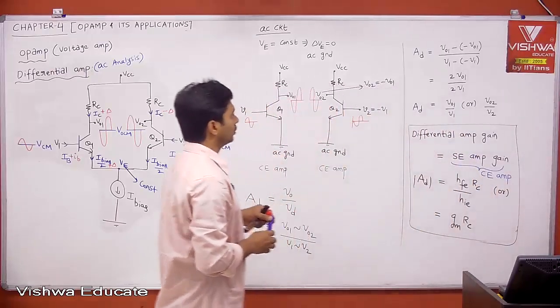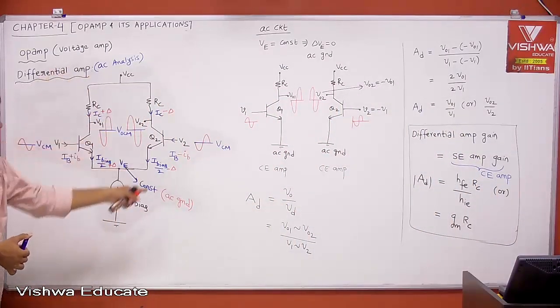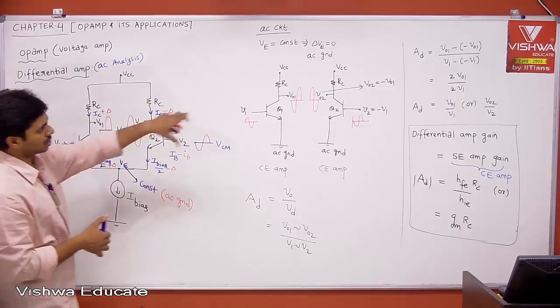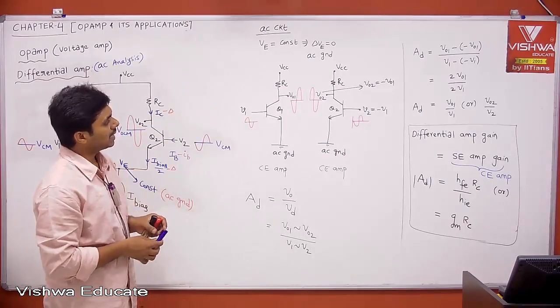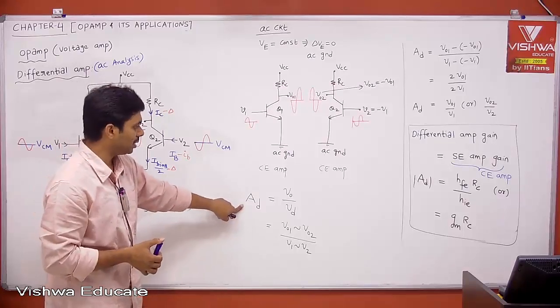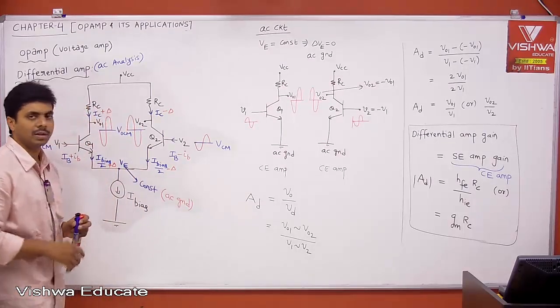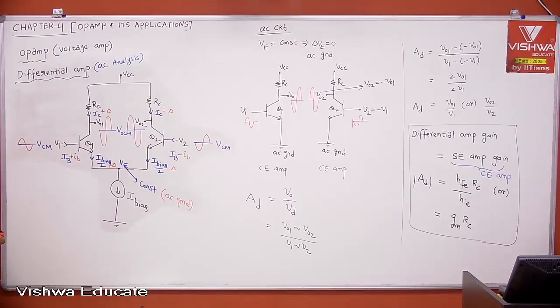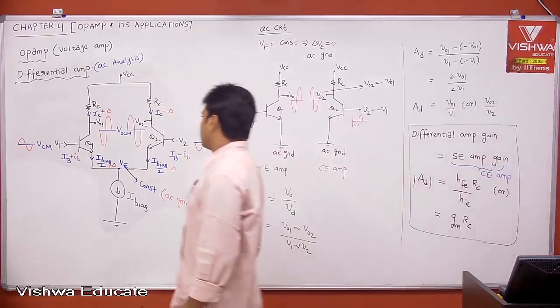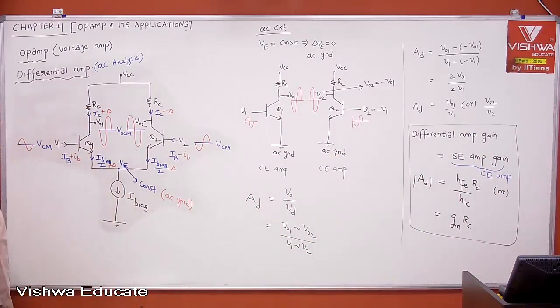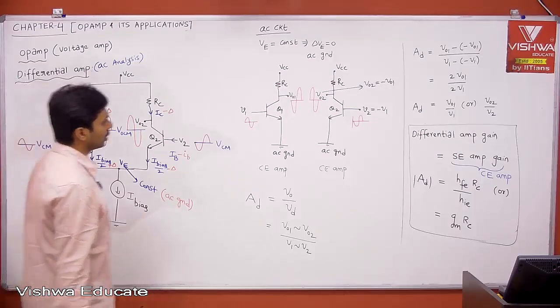Take it. I'll give you 2 minutes time. This is already explained in the last session. Now this is what is extra, saying that your AC gain, which is differential gain, is the same as common emitter amplifier gain. Okay. Now let me erase everything. Can I erase?